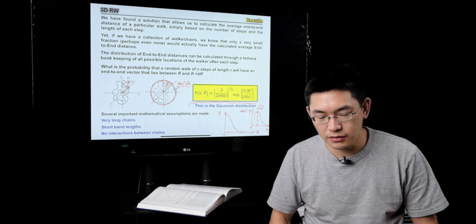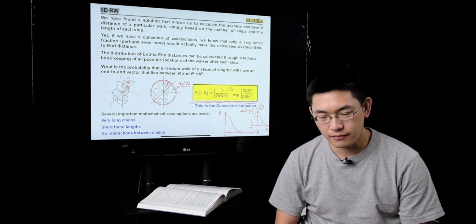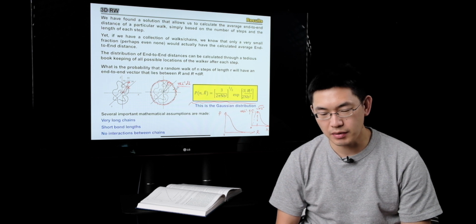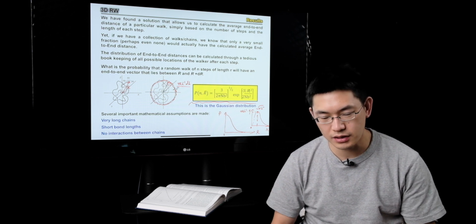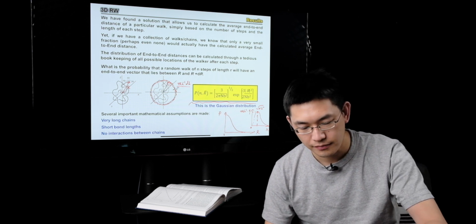So we can also do a little bit of calculation to help everybody understand a little bit of what a distribution is, as well as the chain end distribution and end-to-end distance.